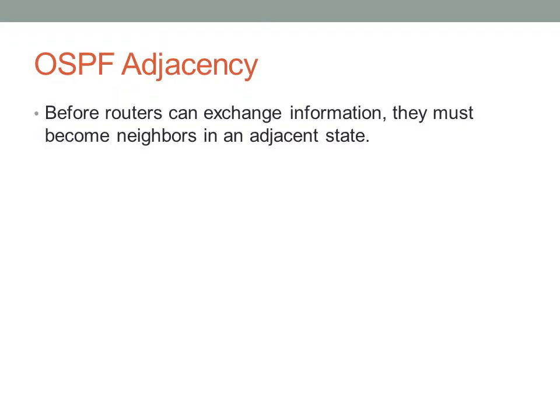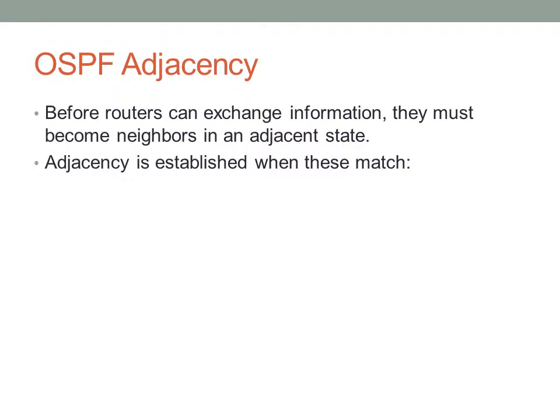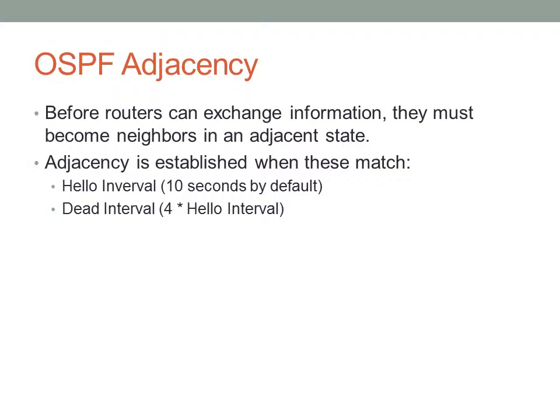And basically, before routers can exchange their link state information, they have to become neighbors in an adjacent state. And so what will happen is they'll become adjacent. It's established when the following criteria match, and you should know these for the CCNA. We need to make sure that the hello interval matches. This is 10 seconds by default. The dead interval matches. This is typically 4 times the hello interval.